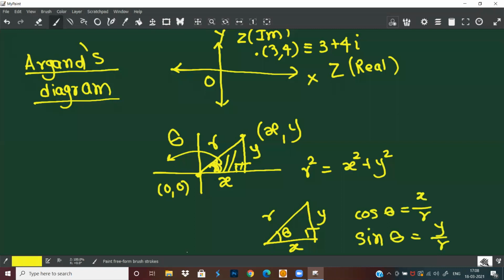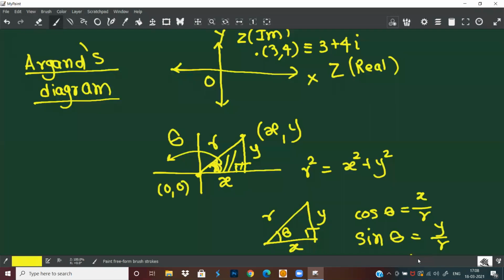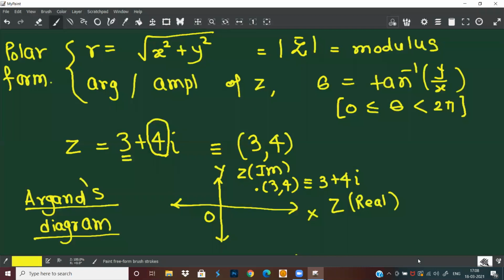Correct? Perfect. And tan theta है y by x, opposite side upon adjacent side. So मेरा theta आ गया tan inverse of y by x. समझा सबको? What I have written earlier? All of you clear?